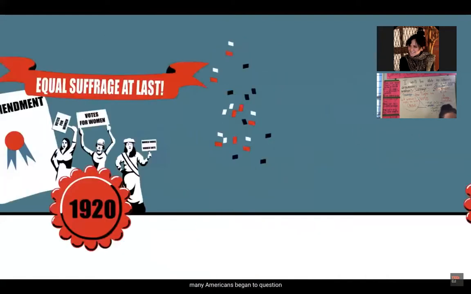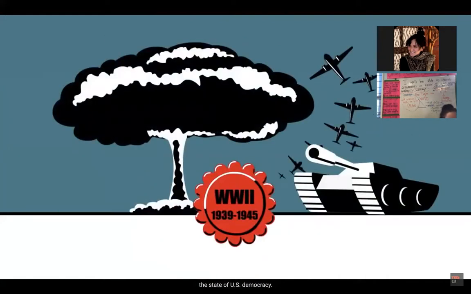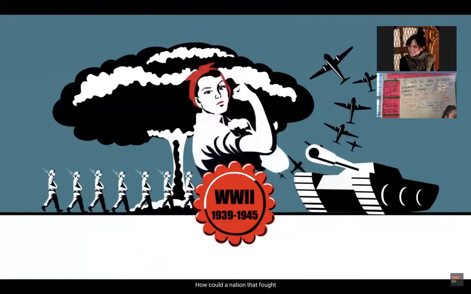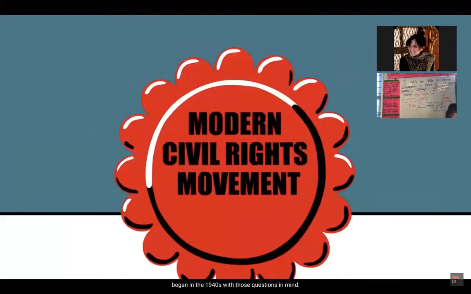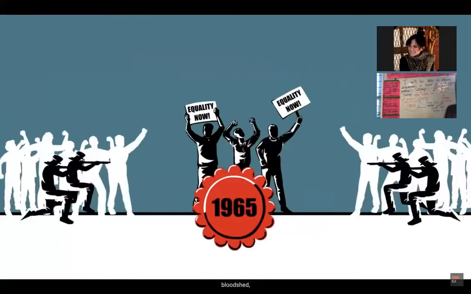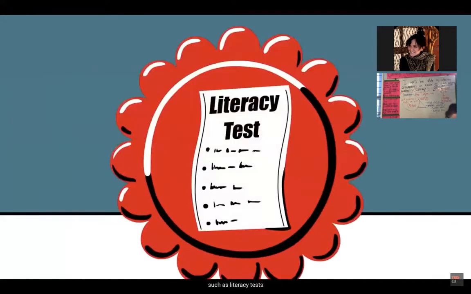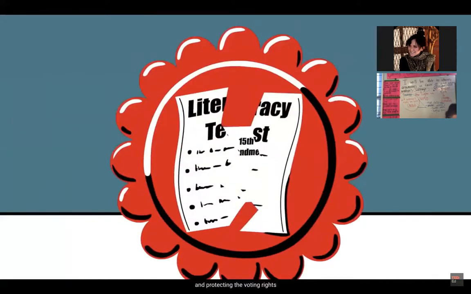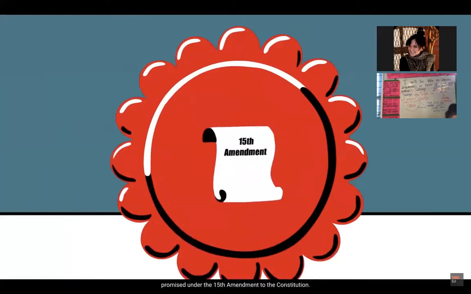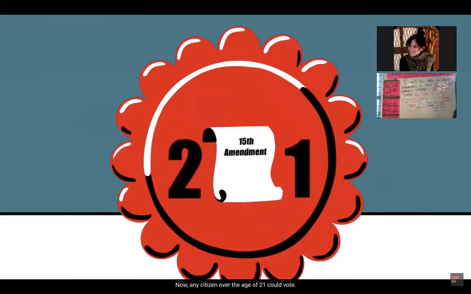After World War II, many Americans began to question the state of US democracy. How could a nation that fought for freedom and human rights abroad come home and deny suffrage based on race? The modern civil rights movement began in the 1940s with those questions in mind. After years of sacrifice, bloodshed, and pain, the United States passed the Voting Rights Act of 1965, finally eliminating restrictions such as literacy tests and protecting the voting rights promised under the 15th Amendment to the Constitution. Now, any citizen over the age of 21 could vote.